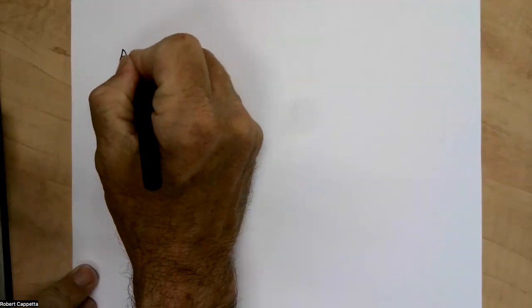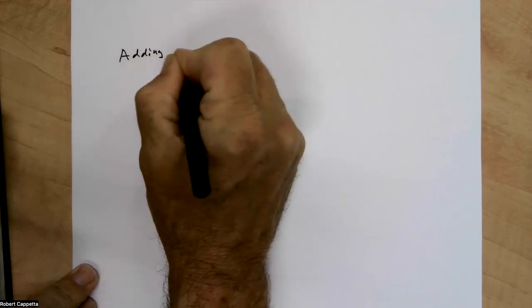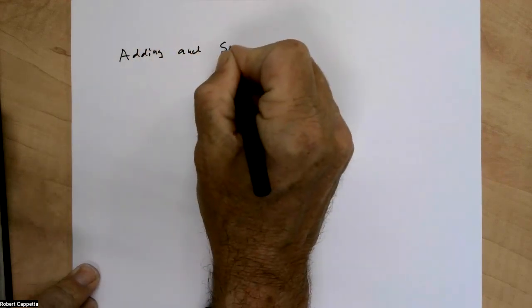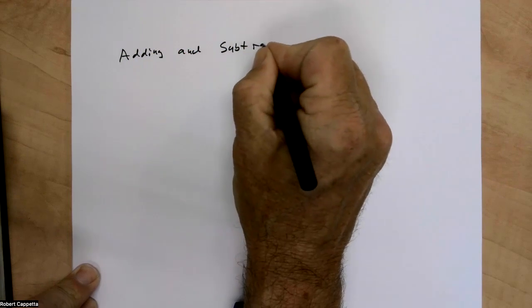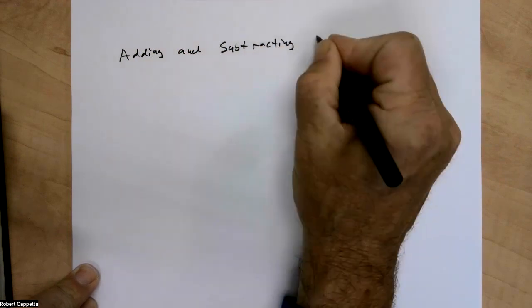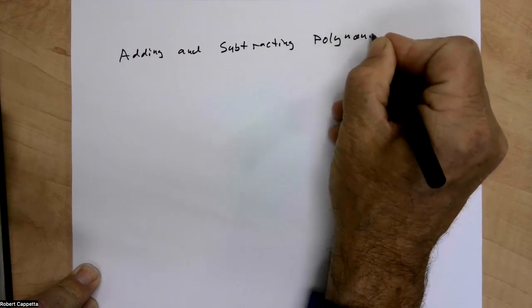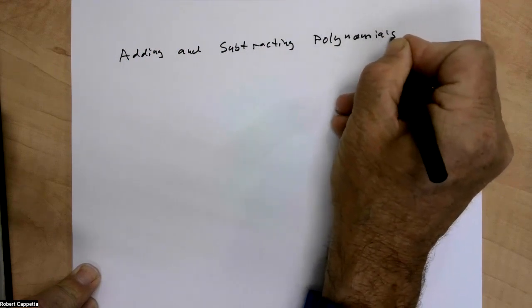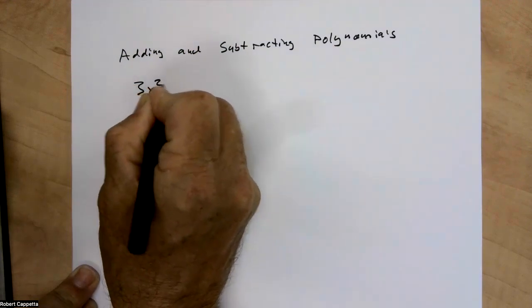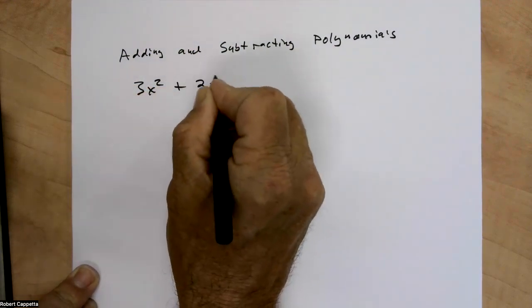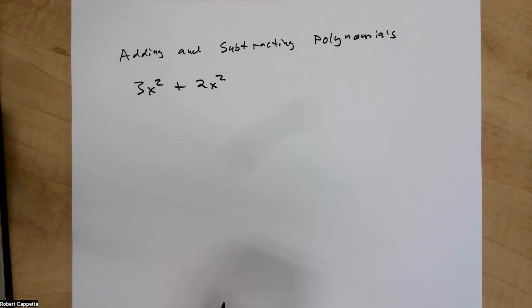This lesson is on adding and subtracting polynomials. So let's talk about the process. If we are looking at the following, 3x squared plus 2x squared, what will that be?